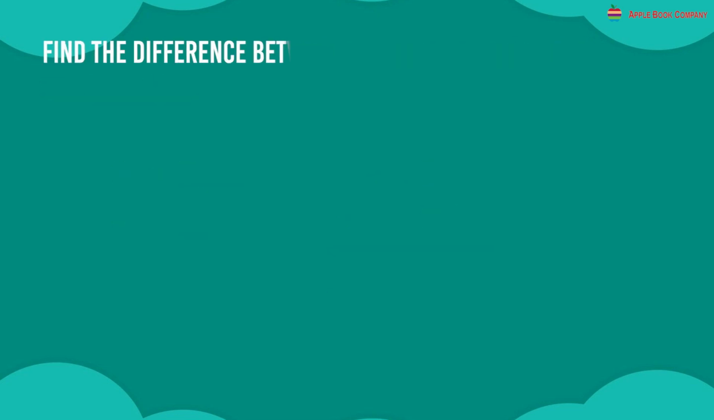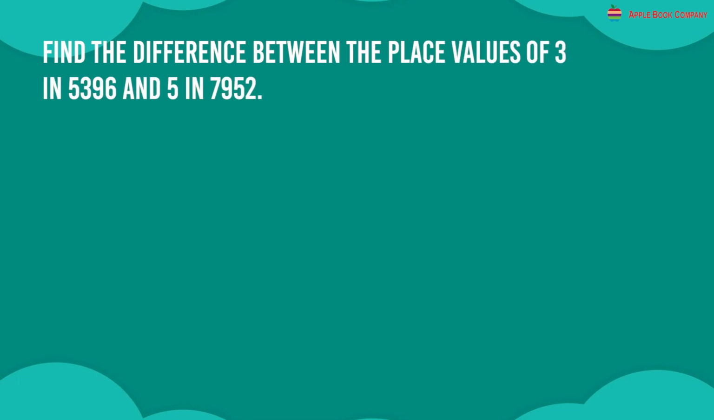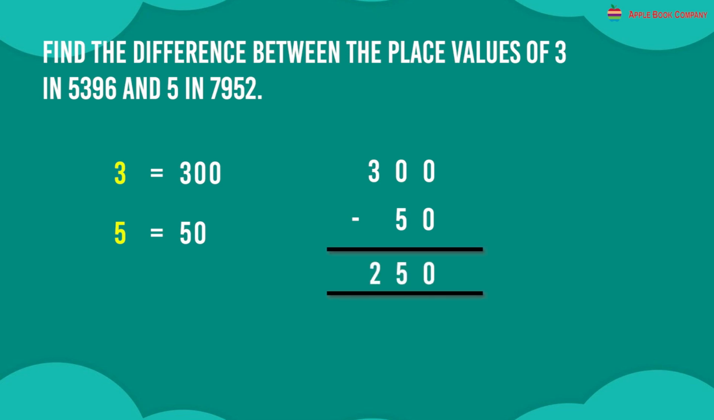Find the difference between the place values of 3 in 5396 and 5 in 7952. Place value of 3 is 300 in 5396 and 5 is 50 in 7952. So the difference is 300 minus 50, which is 250.